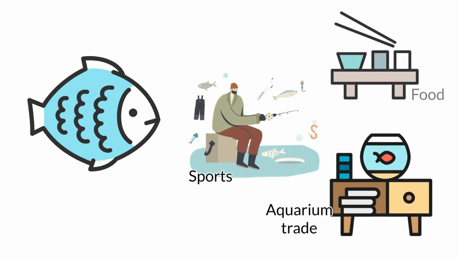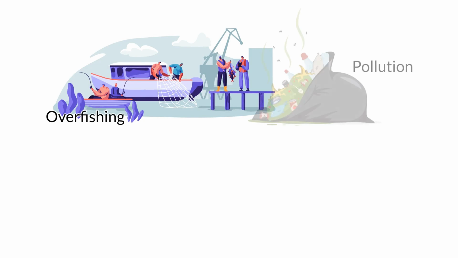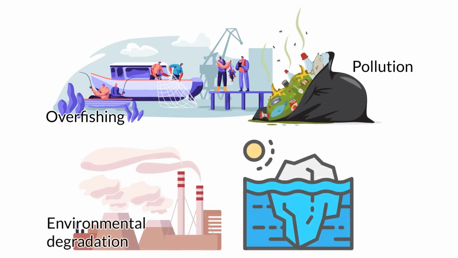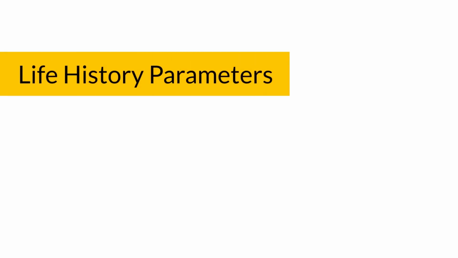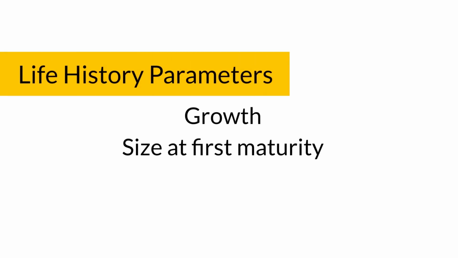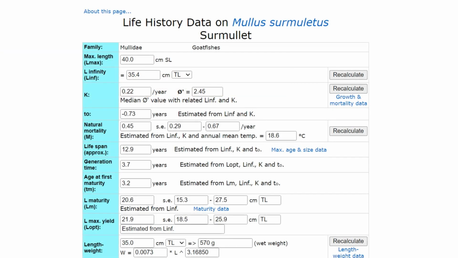Thousands of species of fish are used by humans for food, sports, the aquarium trade, or are threatened by overfishing, pollution, environmental degradation, and climate change. However, life history parameters such as growth and size at first maturity, which are important for management, are known for only a fraction of these species. The Life History tool was created to provide estimates with error margins of important life history parameters for all fishes. It also enables users to generate estimates using their own data.